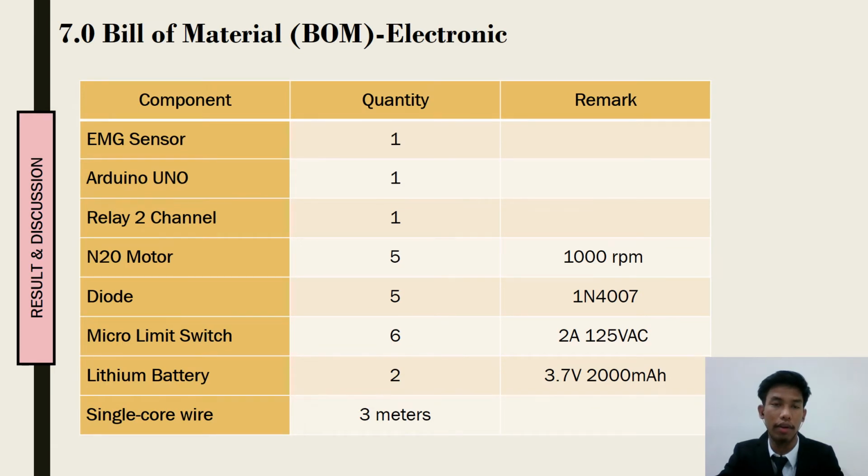From the circuit diagram, this is the bill of material for the electronic components. So we have an EMG sensor, Arduino Uno, 2-channel relay, N20 motor 1000 RPM, diode 1N4007, micro limit switch, and single core wire.